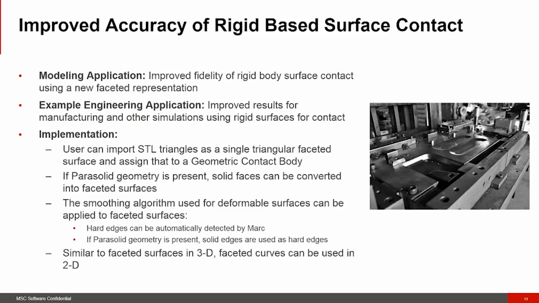Now, when you have the Parasolid geometry available, you have an additional improvement where it automatically detects the hard edges, and also because of having the faceted surfaces, you can get a smoothened surface if you have an area that has a curvature. So you get to capture both the curvatures and the hard edges. Also similar to faceted surfaces in 3D, you can now have faceted curves that can be used for 2D models.